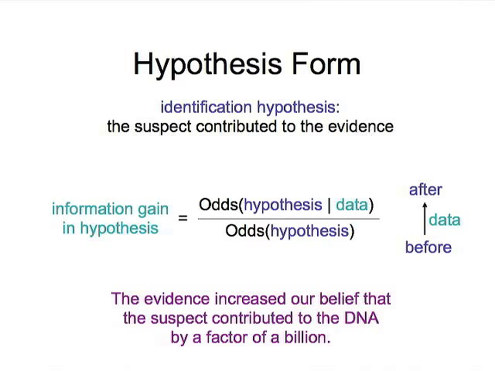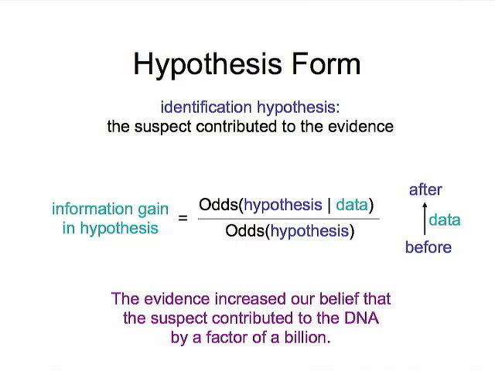So here's the original form that came out 60 years ago in Jack Good's book, The Weighing of Evidence. It's the hypothesis form. It says the identification hypothesis, in our case, is that the suspect contributed to the evidence. And you start off with your prior belief about that hypothesis based on random people before you see the data. After you see the data, you update your hypothesis, and now you look at the odds of the hypothesis given that you've seen the data. In other words, what's the information gained based on the data?